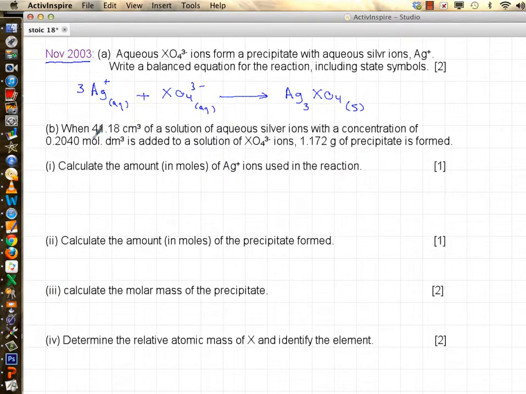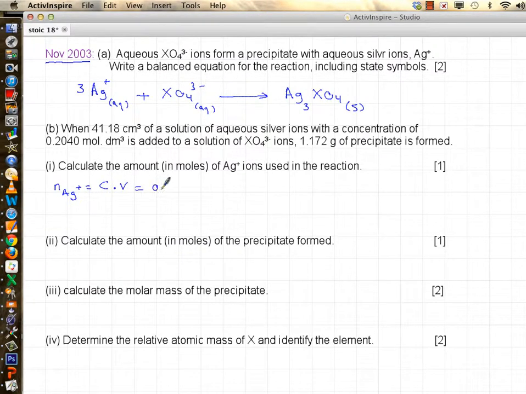Now the next question is, you have 41.18 cm³ of silver ion with a given concentration, and when the reaction goes, you will produce 1.172 grams of product or precipitate. Calculate the amount in moles of silver. So moles is nothing but concentration times volume.